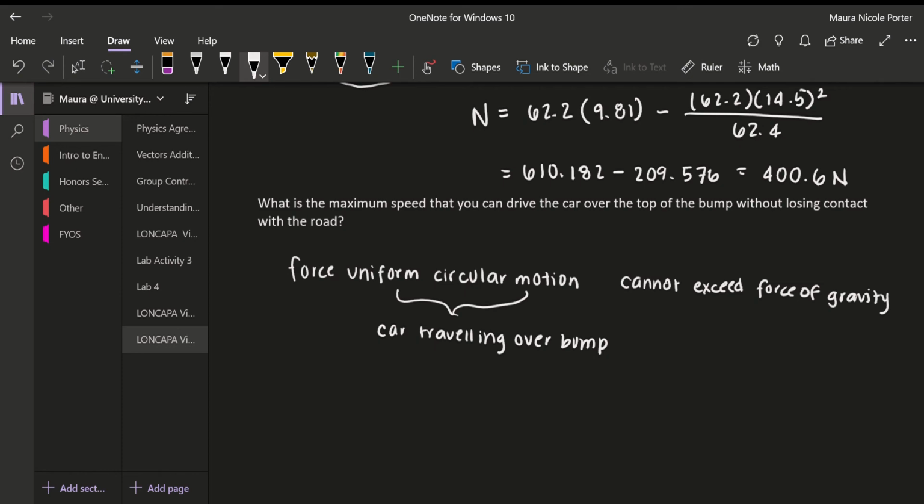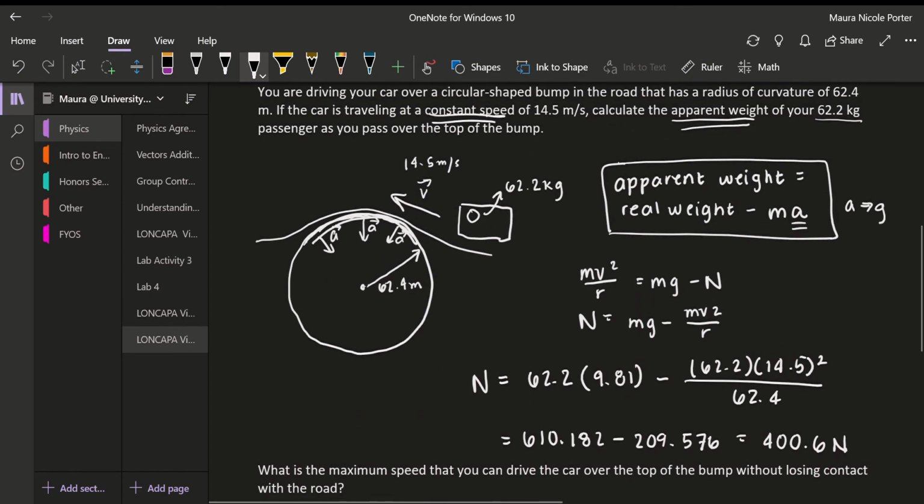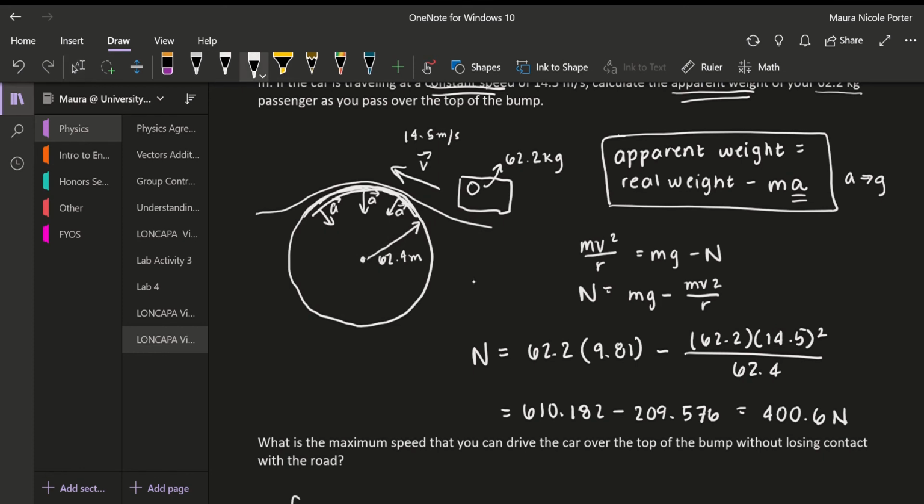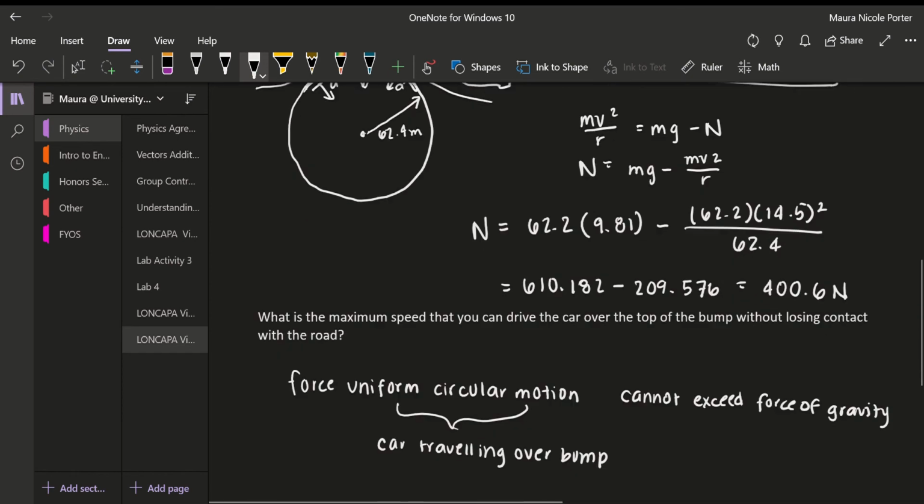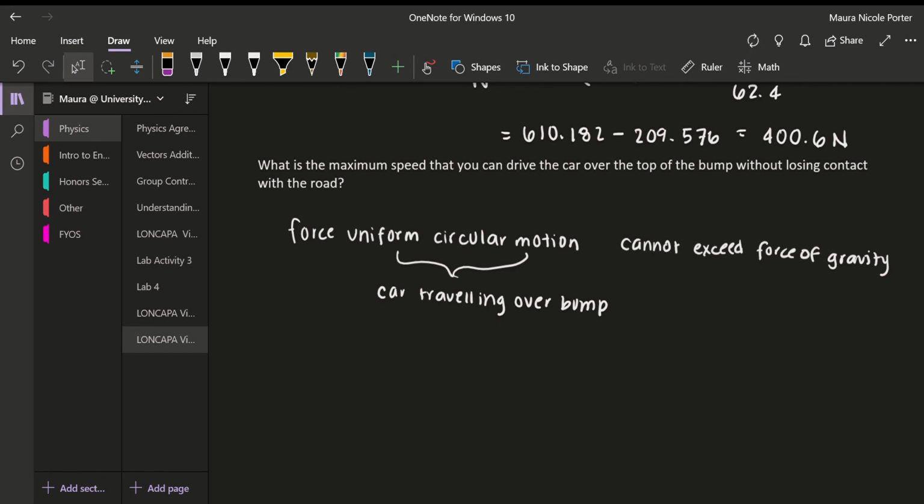Because clearly we can't have our car flying over the road. If the force of the car exceeds gravity, then it's going to end up flying off the road and it's going to end up losing contact. So this can be written as the force of uniform circular motion. That equation is mv squared divided by r, and then it has to equal, because we're looking for maximum speed, so it can equal the force of gravity, it just can't exceed it. So we're going to have mv squared over r is equal to mg.